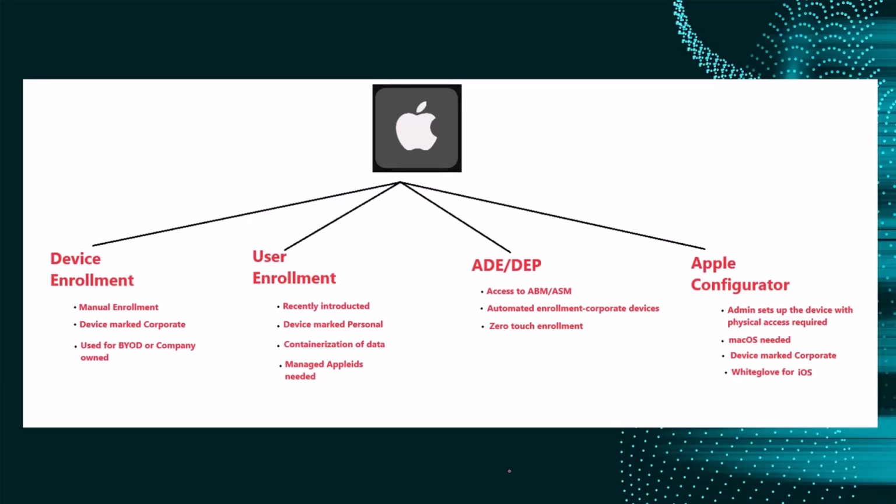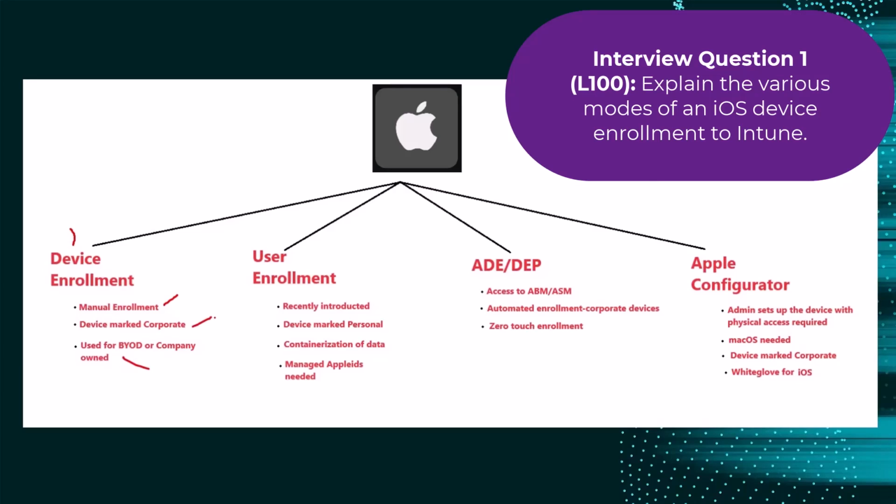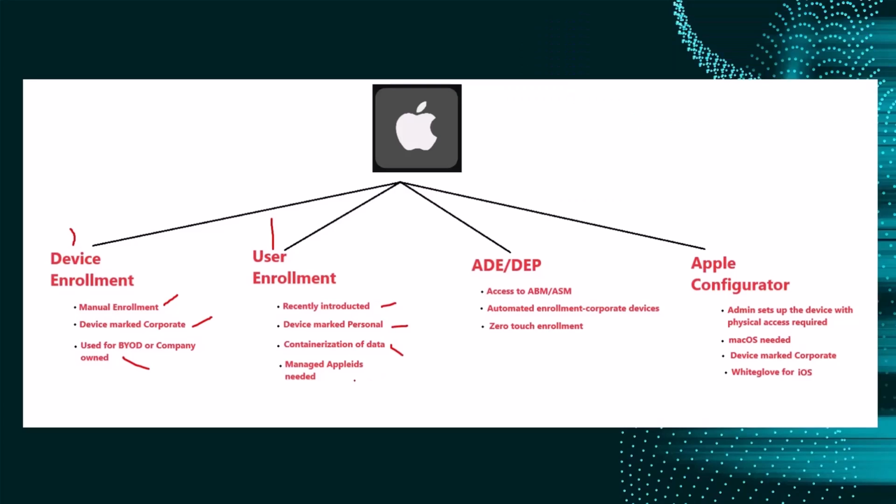There are various ways by which we can enroll an iOS device to any MDM, in this case that MDM being Intune. There is something called device enrollment. This has always existed, and this is a manual methodology of enrollment. The devices can be BYOD or devices can be company owned, and the devices are marked as corporate. Then there is something called user enrollment. This is recently introduced. Devices are marked as personal, containerization of data takes place, and we need managed Apple IDs set up for this. Then there is something called ADE.